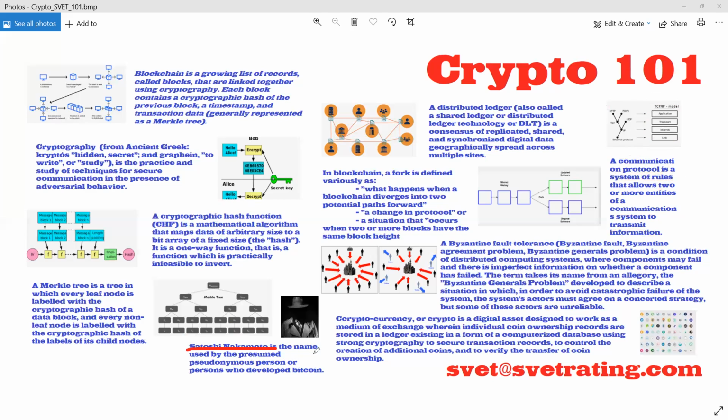And then, of course, Satoshi Nakamoto is a name used by a presumed pseudonymous person or persons who developed Bitcoin. So it's not anonymous, because anonymous, you don't know the name. We know the name, but we don't know the person, and most probably it's a wrong name.